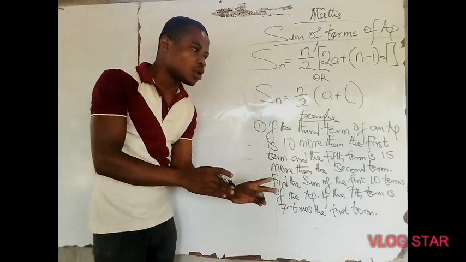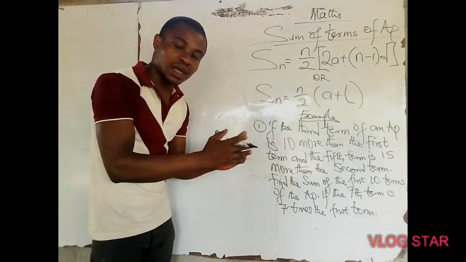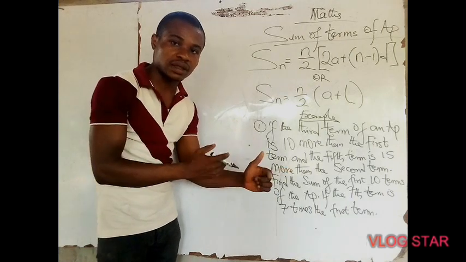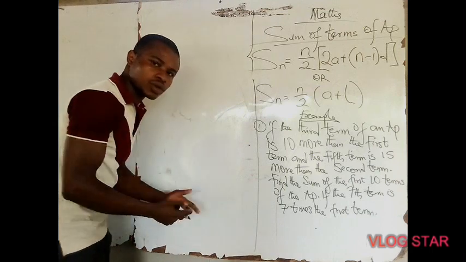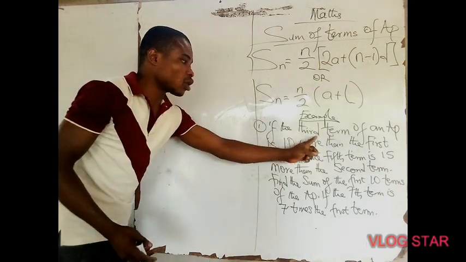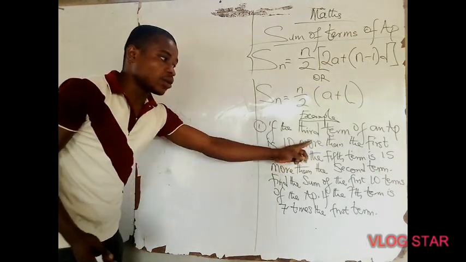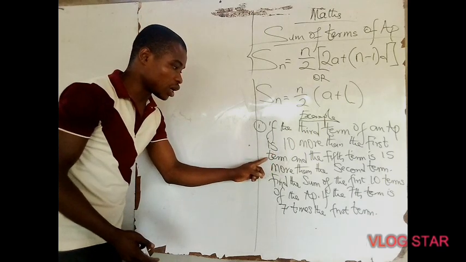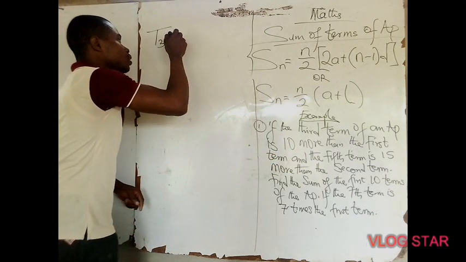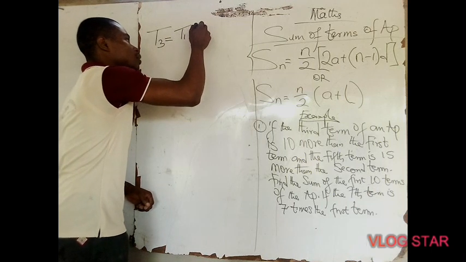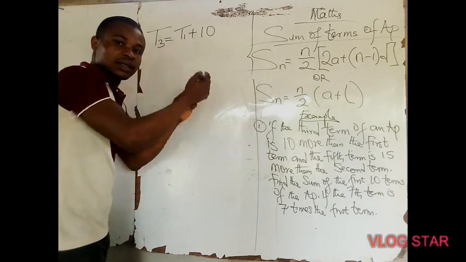The question is very simple. All you need to do is follow the sentences: the first sentence, the second sentence, and the third sentence. So let's go down to the solution. If the third term of an AP is 10 more than the first term, that means the third term, T3, of an AP, is 10 more than the first term.